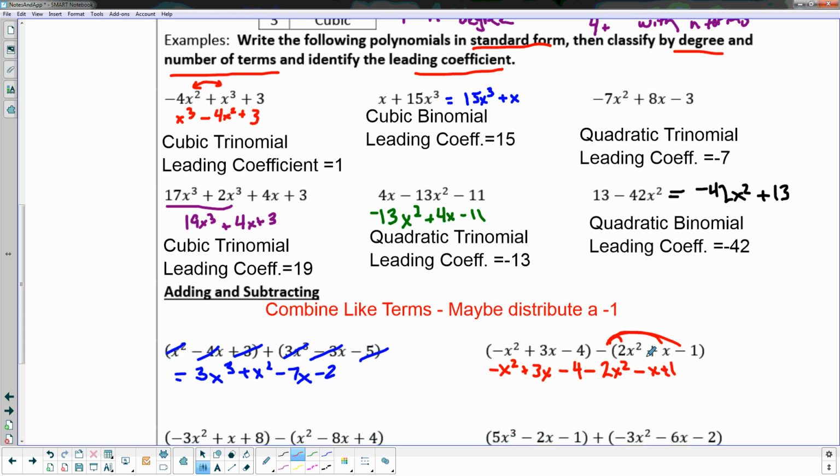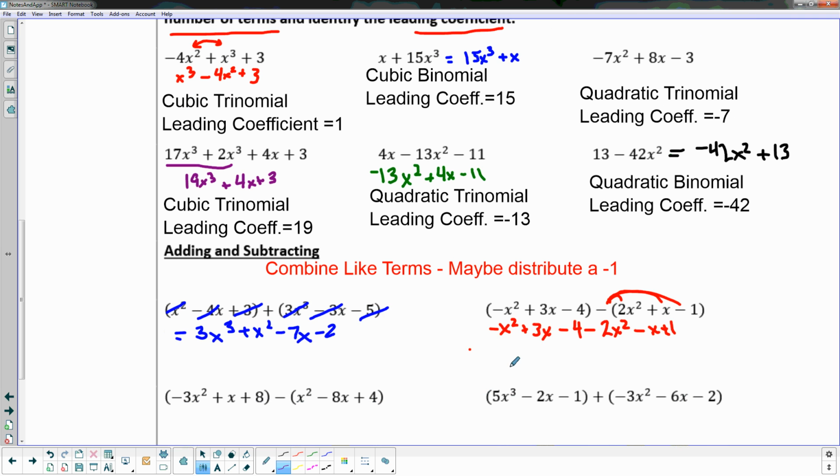Another way to do this instead of distributing would just be to think, whenever I have a like term in the second one, I see this as negative x squared minus 2x squared. That's another way you can do it. I don't typically like that way, though. It gets a little bit confusing to remember to do that.